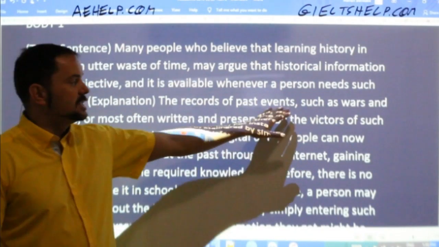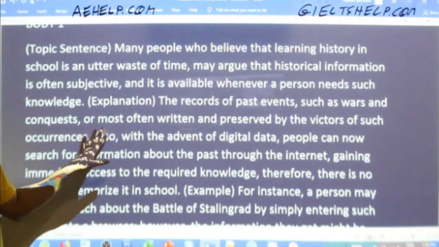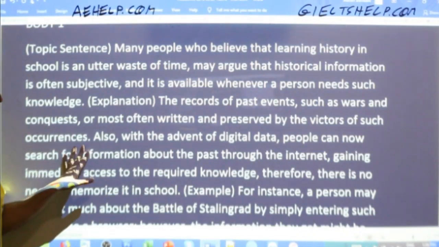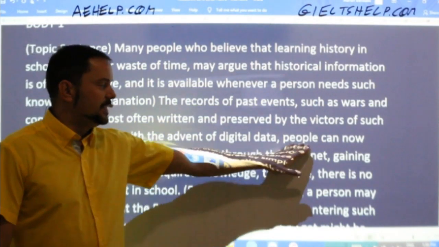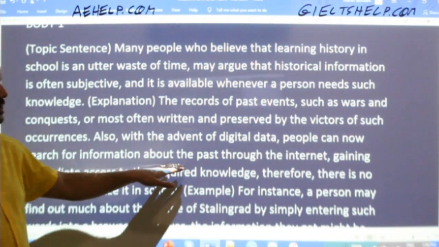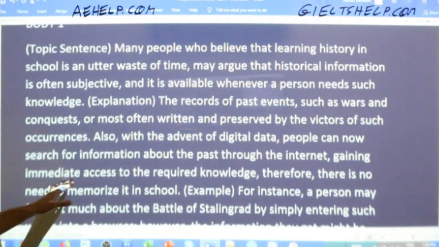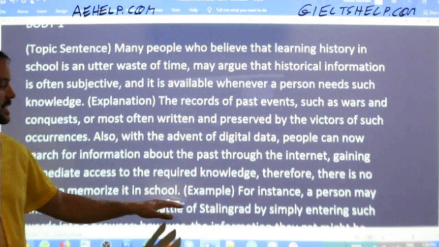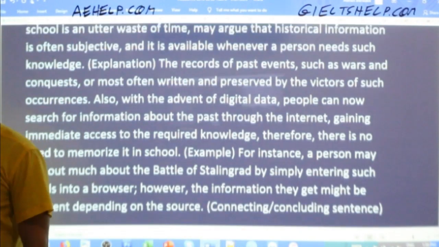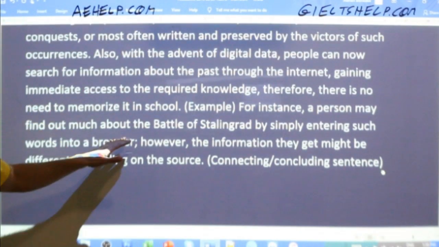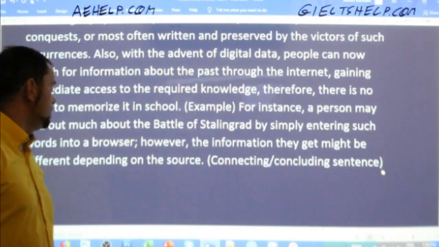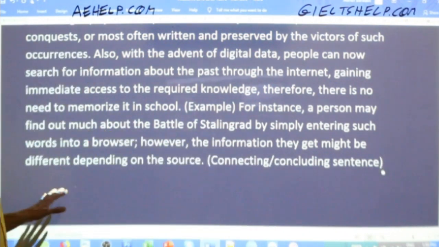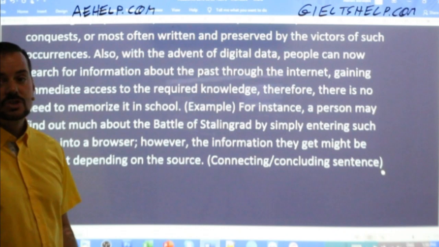The records of past events, such as wars and conquests, are most often written and preserved by the victors of such occurrences. Also, with the advent of digital data, people can now search for information about the past through the internet, gaining immediate access to the required knowledge. Therefore, there is no need to memorize it in school. For instance, a person may find out much about the Battle of Stalingrad by simply entering such words into a browser. However, the information they get might be different depending on the source.